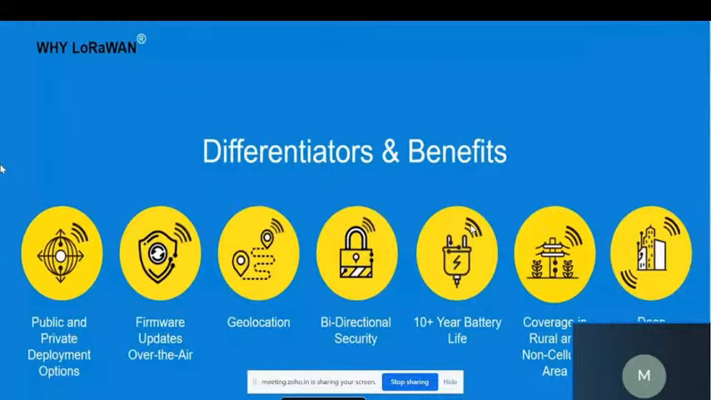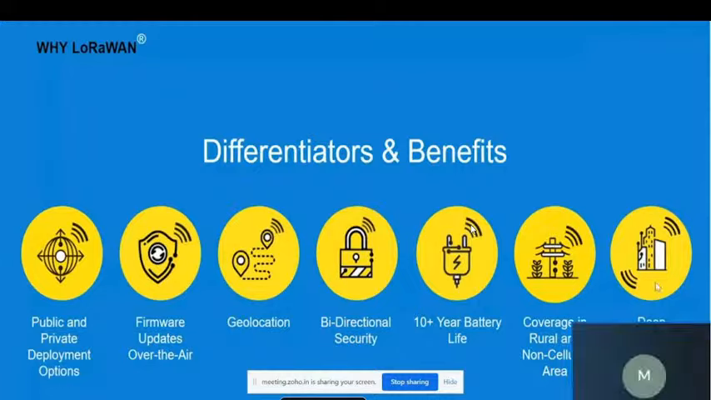Another big advantage is that it has a very good coverage area. It has a very long range. A single gateway can cover up to 5 kilometers in radius, or theoretically even 10, but in real life scenarios it covers around 4 to 5 kilometers of radius. So it is good for rural areas or areas where the cellular network is not very good and often doesn't provide good connectivity.